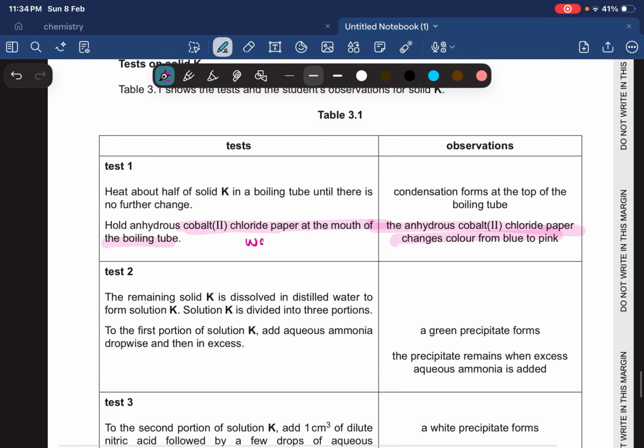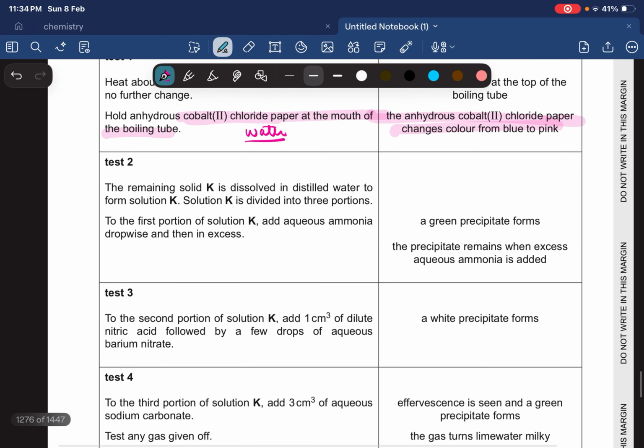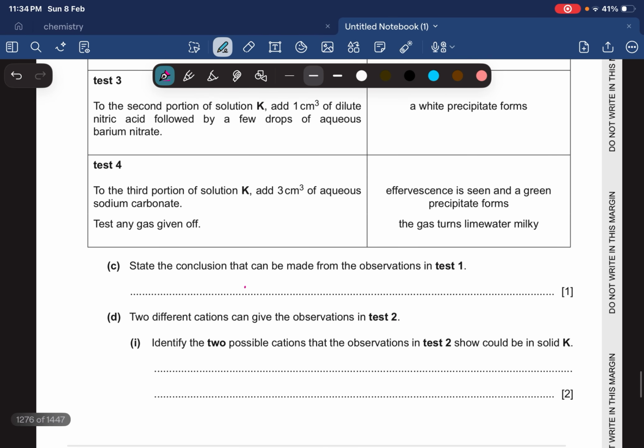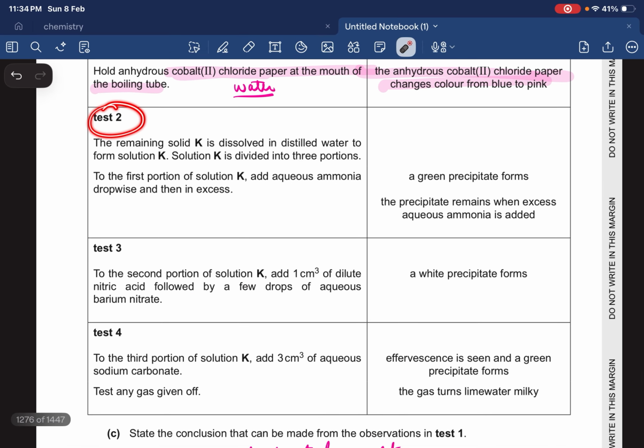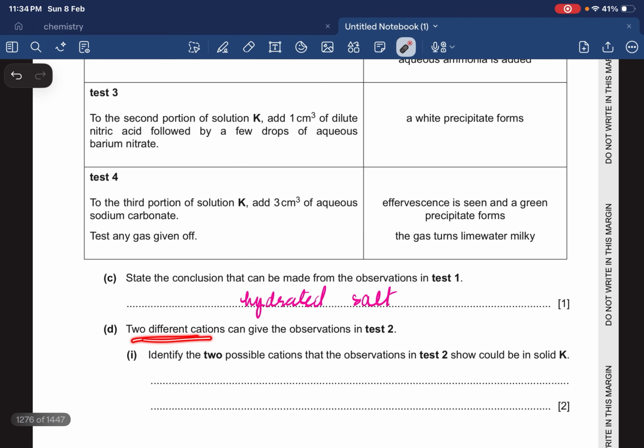It contains water. So that means the salt is hydrated. So we're going to write we have a hydrated salt. That is what can be observed, what can be concluded. Two different cations can give the observations in test 2.